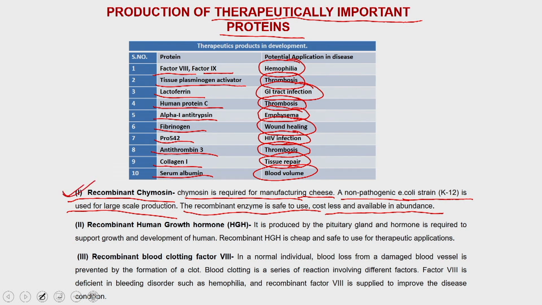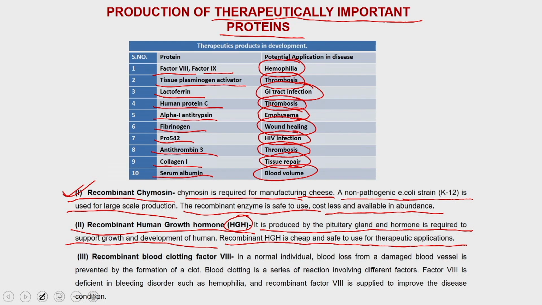Then we have the recombinant human growth hormone. Recombinant human growth hormone, or HGH, is produced by the pituitary gland, and the hormone is required to support the growth and development of humans. Recombinant HGH is cheap and safe to use for therapeutic applications. Then the third is the recombinant blood clotting factor number 8.